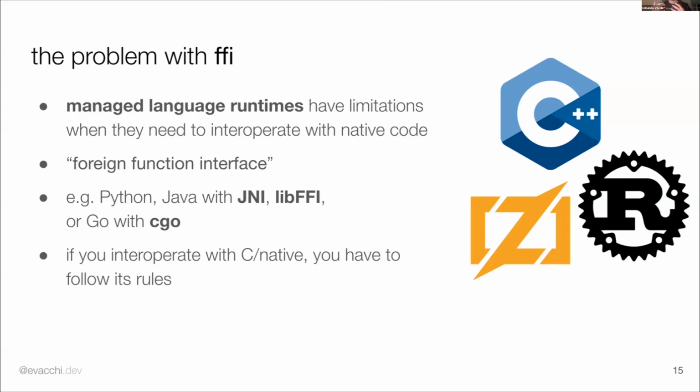They have to deal with a foreign function interface, and in that foreign function interface, you can call it C types, you can call it libffi, you can call it JNI in the case of Java, Java Native Interface, or in Go, it's usually referred to as CGO. But more or less it's the same case everywhere. You have to operate under the assumptions that you're working with native code, and with native code, they make the rules.